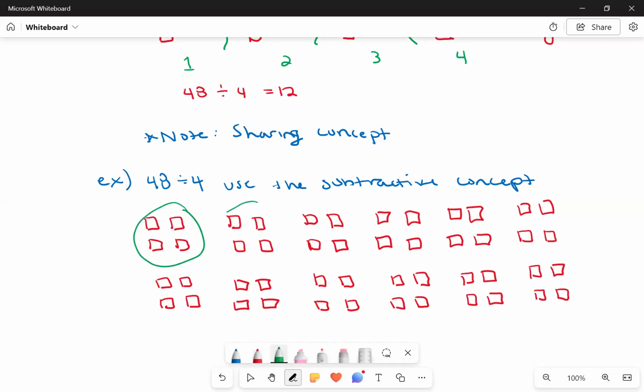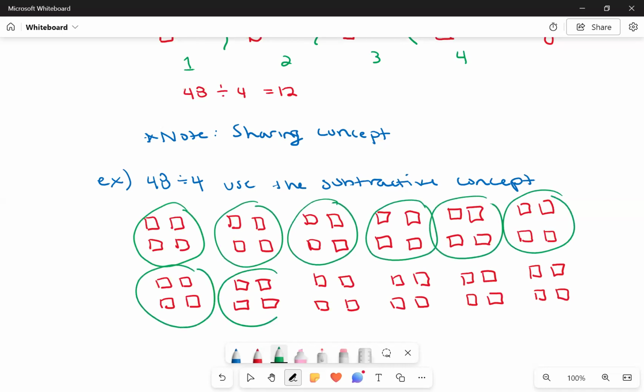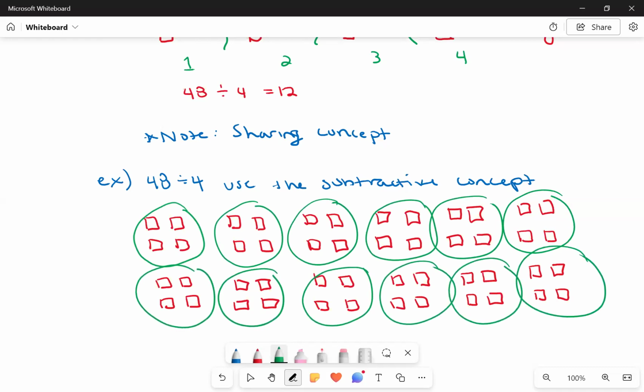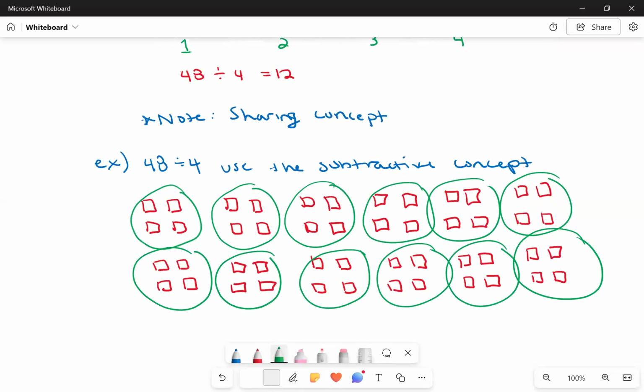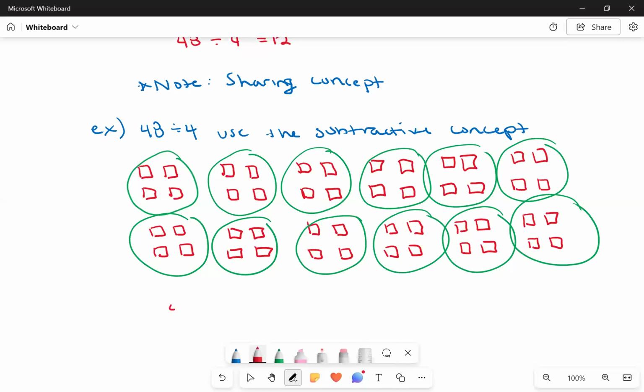Okay, so we have 1, 2, 3, 4, 5, 6, 7, 8, 9, 10, 11, 12. 12 times we're able to distribute 4, and therefore this comes out to 12, because we were able to create 12 groups. And we're using the ones, right? Each little single block, which is why it's not as ideal as the sharing concept for this particular problem.